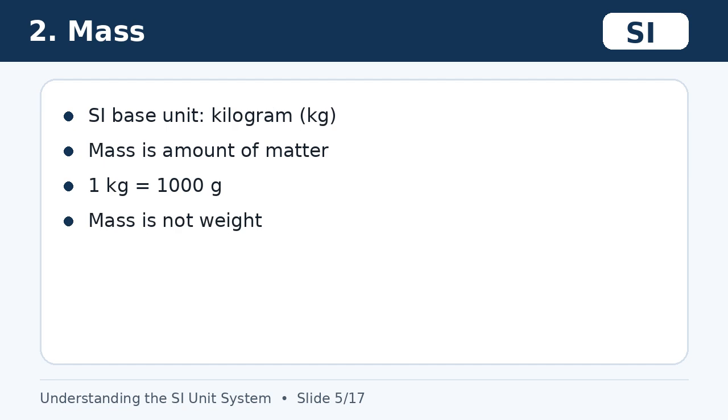The second base quantity is mass. The SI base unit of mass is the kilogram, with the symbol kg. Mass represents the amount of matter in an object, and its resistance to acceleration. 1 kilogram is equal to 1000 grams. Mass should not be confused with weight. Mass is measured in kilograms, but weight is a force, and is measured in newtons.